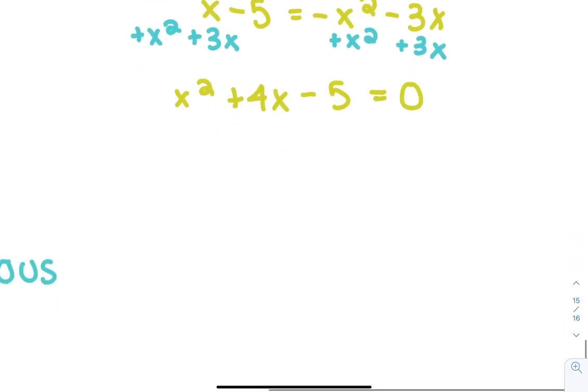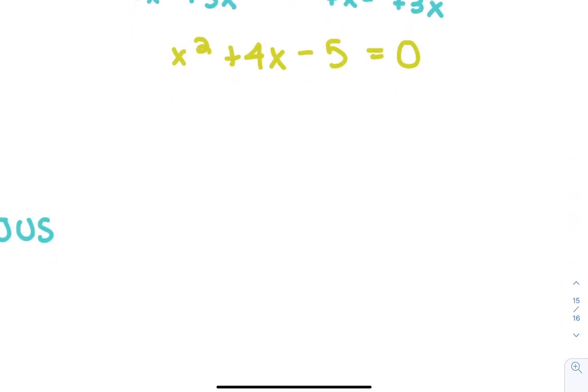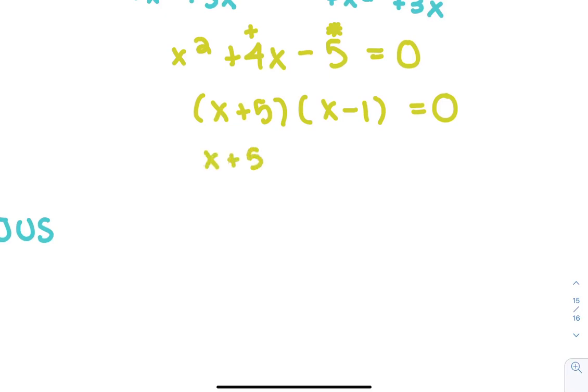Let's see if we can solve this by factoring. What multiplies to negative 5 and adds to 4? That's going to be x plus 5 times x minus 1 equals 0, which means x plus 5 equals 0, or x minus 1 equals 0. If we solve these two equations separately, we have x equals negative 5, or x equals 1.